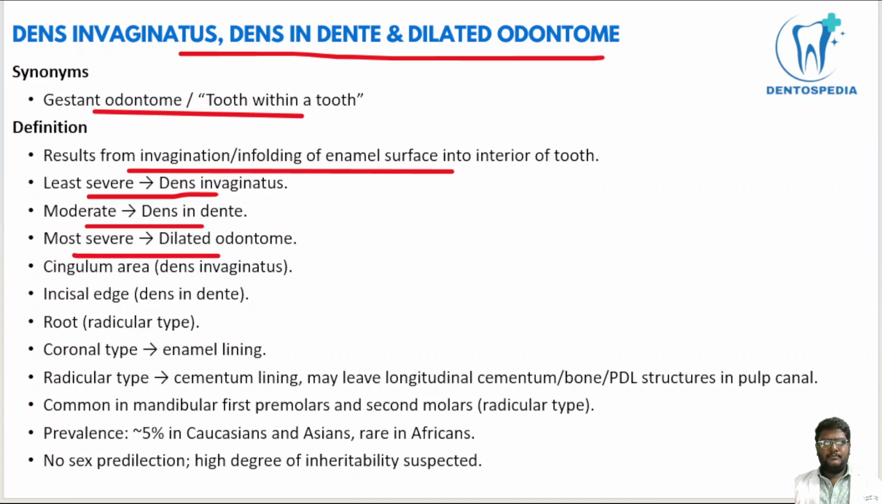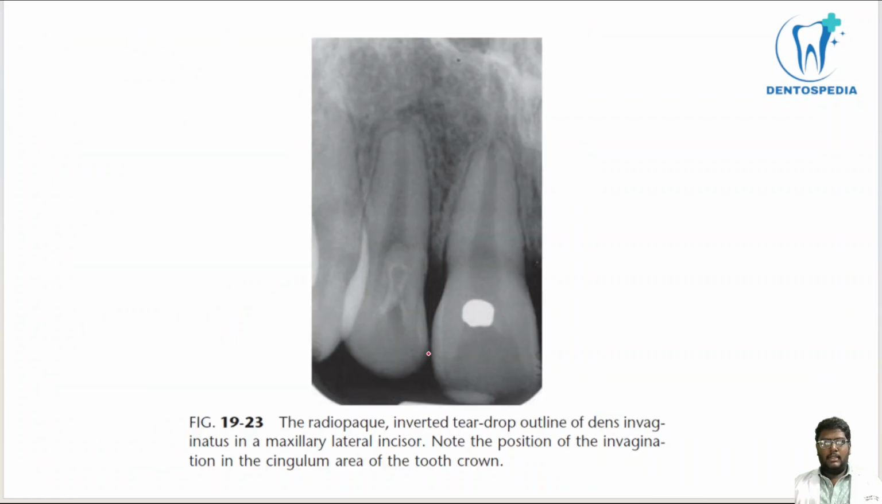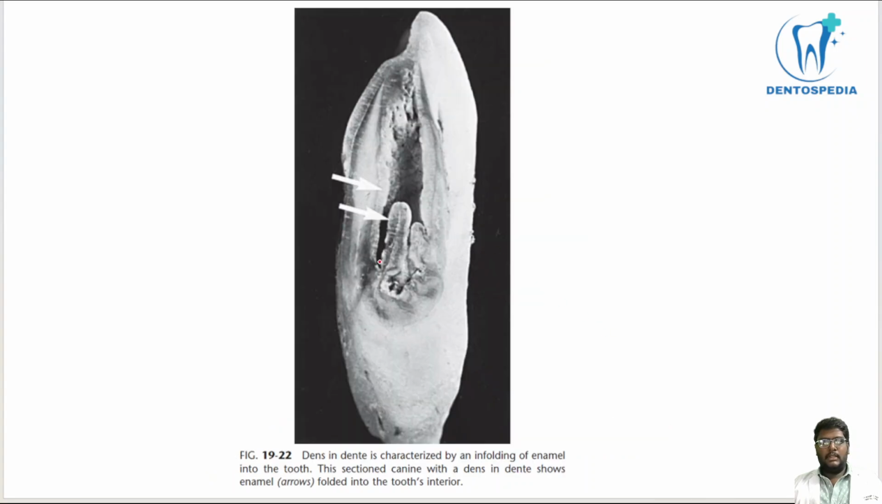Okay, and there are mainly two types according to the involvement: coronal type and radicular type. In the coronal type, only the enamel lining is involved, but in the radicular type, the cementum lining is involved. Sometimes bone and periodontal structures are involved. Here you can see there is invagination of the tooth structure. Okay, inverted teardrop appearance. Here you can see this is the root portion where invagination has occurred.